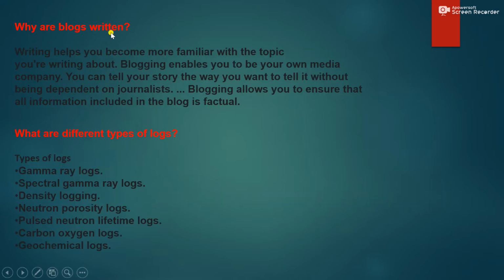Next is why blogs are written. Blogs help you become more familiar with the topic you are writing about. Blogging enables you to run your own media company. You can tell your story the way you want to tell it, without depending on journalists. Blogging allows you to ensure that the information included in the blog is factual. And what types of blogs are there? There are many types of blogs, such as gamma ray blogs, spectral gamma ray blogs, and density logging. These are all types of blogs.